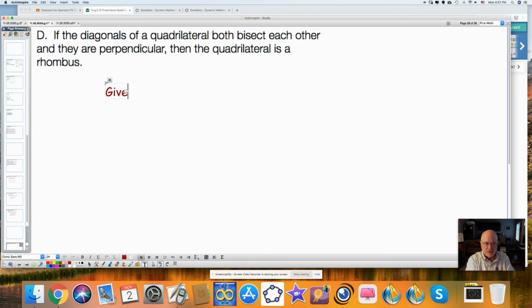So I'm given, and what are we given? We're given quadrilateral ABCD, and we're given that AC and BD intersect at M.